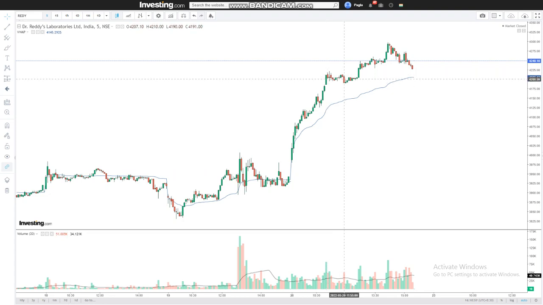This was interesting because throughout the last 1 hour it was able to hold this level of 4195, and it broke 4195, and you can see there was a volume over here.